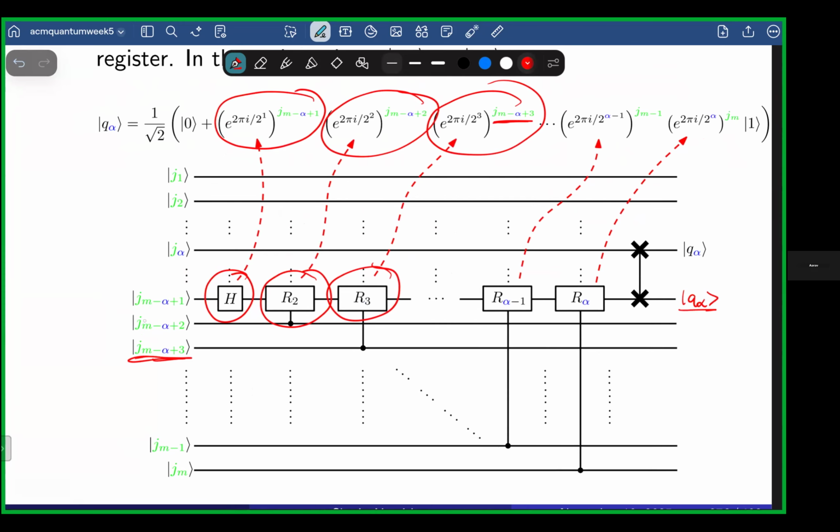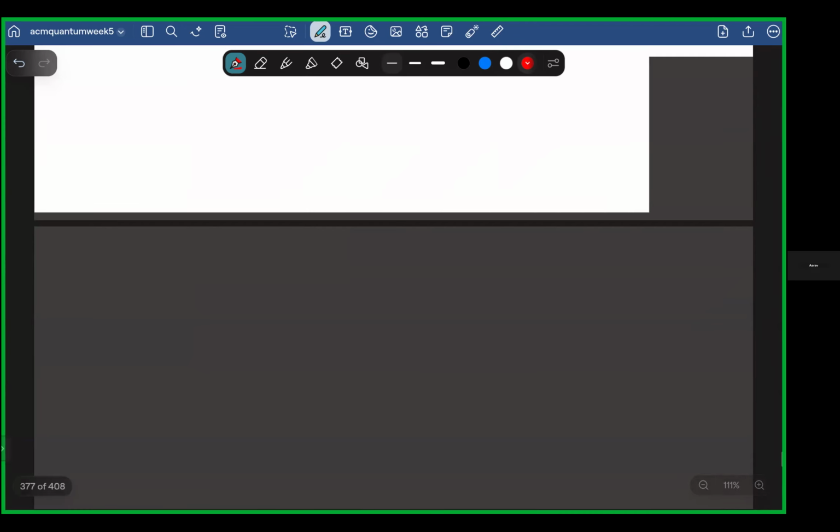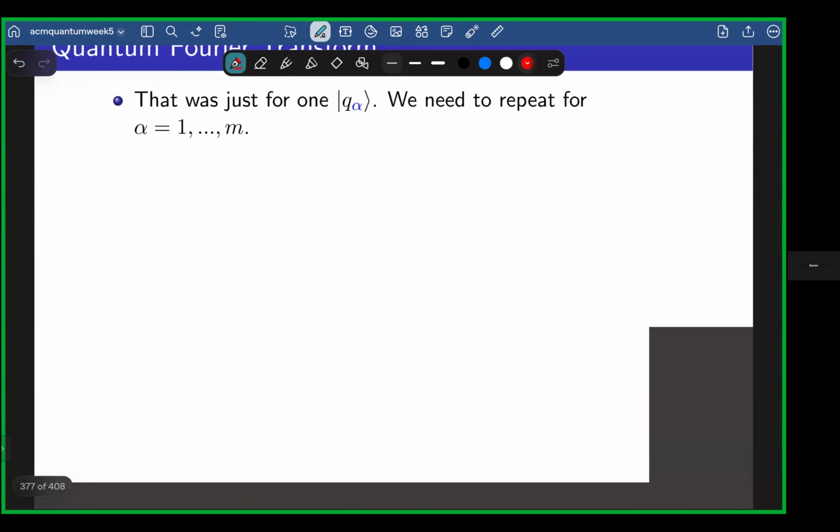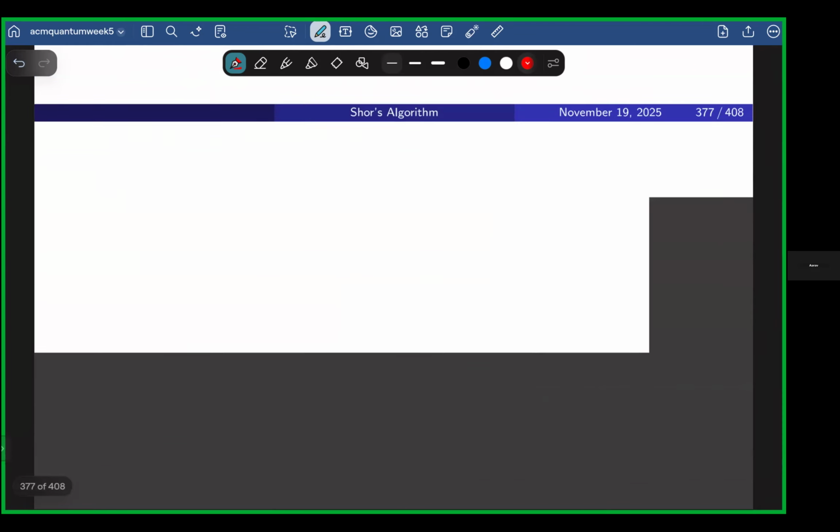But this is in the wrong register. We want J sub M minus alpha plus 1 to map to Q sub M minus alpha plus 1. So we're going to swap that Q alpha up here so that J alpha maps to Q alpha. You don't actually have to swap, but we want the J i's to map to Q i's. Each gate is just going to add a phase. That's basically the big picture. And that was just one Q alpha. We need to do that M more times.